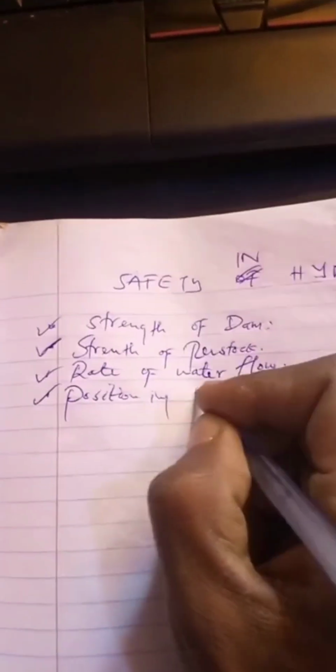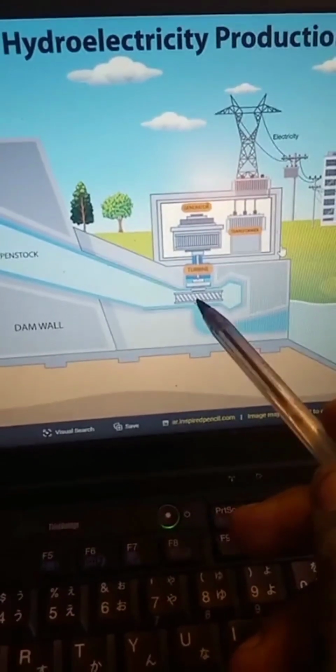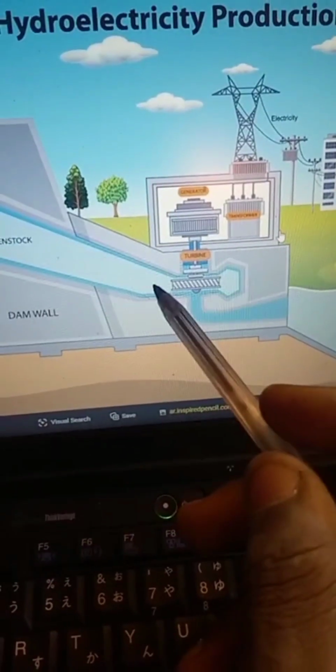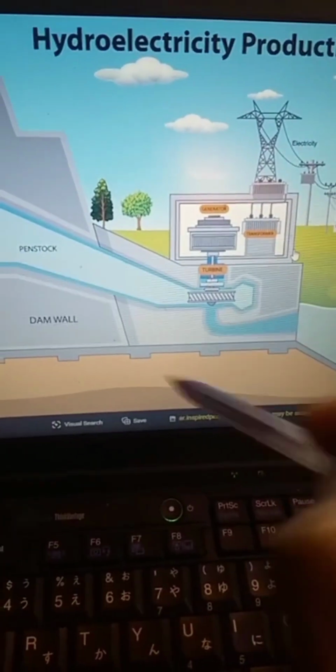Then number 4, we also need to consider the positioning of turbine. Positioning of turbine means we don't want our water to hit this turbine directly. We want this water to hit our turbine from such an angle that it will spin. So I can actually draw a very simple illustration here.